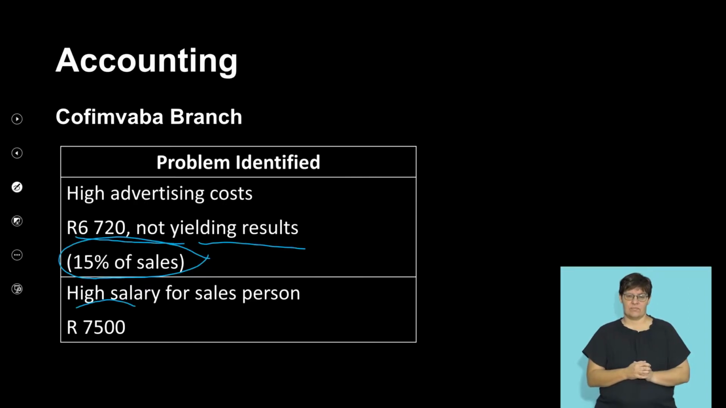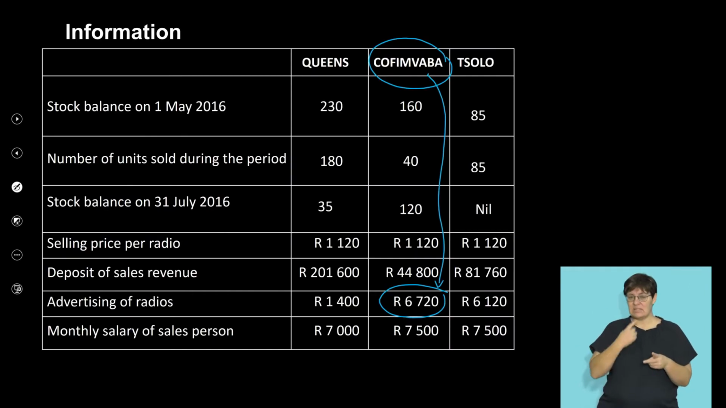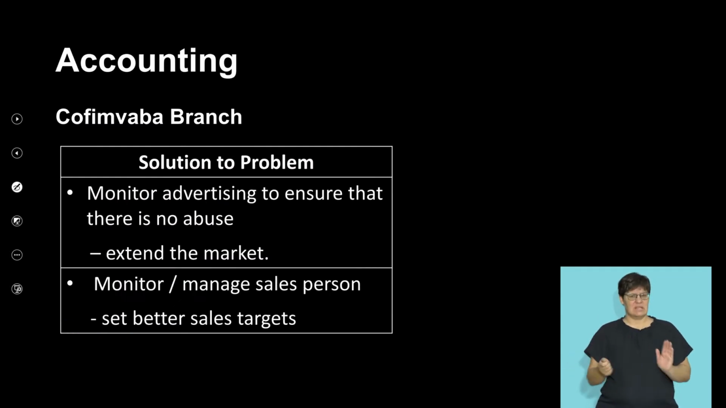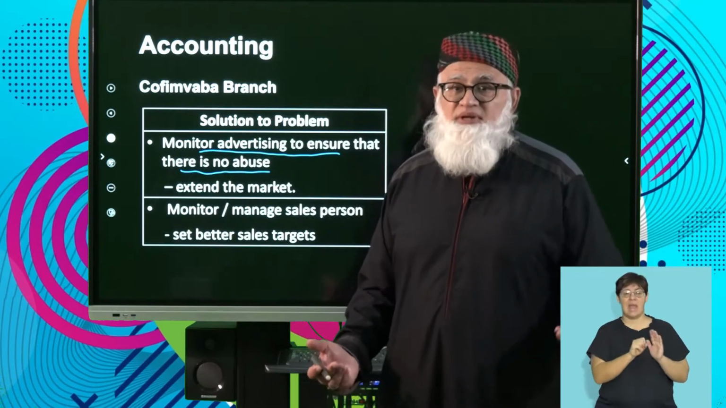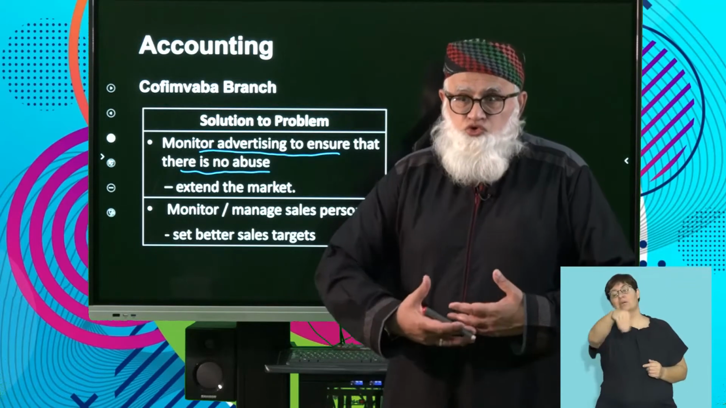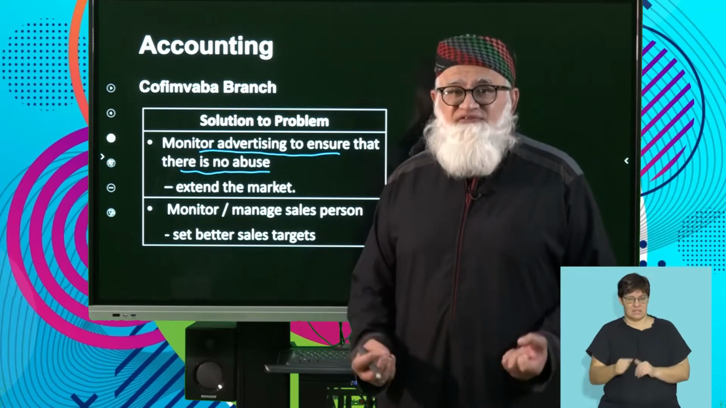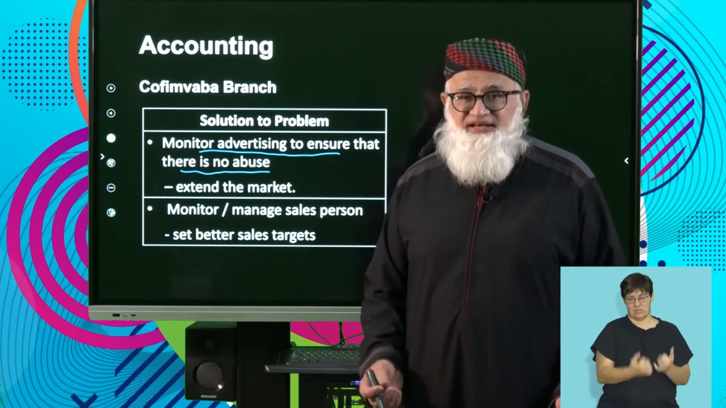And obviously the salary. We mentioned earlier that in this particular one, the salary of the person obviously is higher than the Queens, but yet we're not getting the desired results in terms of our sales. So this means, therefore, monitor your advertising to ensure that there is no abuse, right? It's possible that the advertising campaign is probably given to somebody who's au fait with the salesperson, and there may be abuse of the advertising budget. It needs to be investigated.